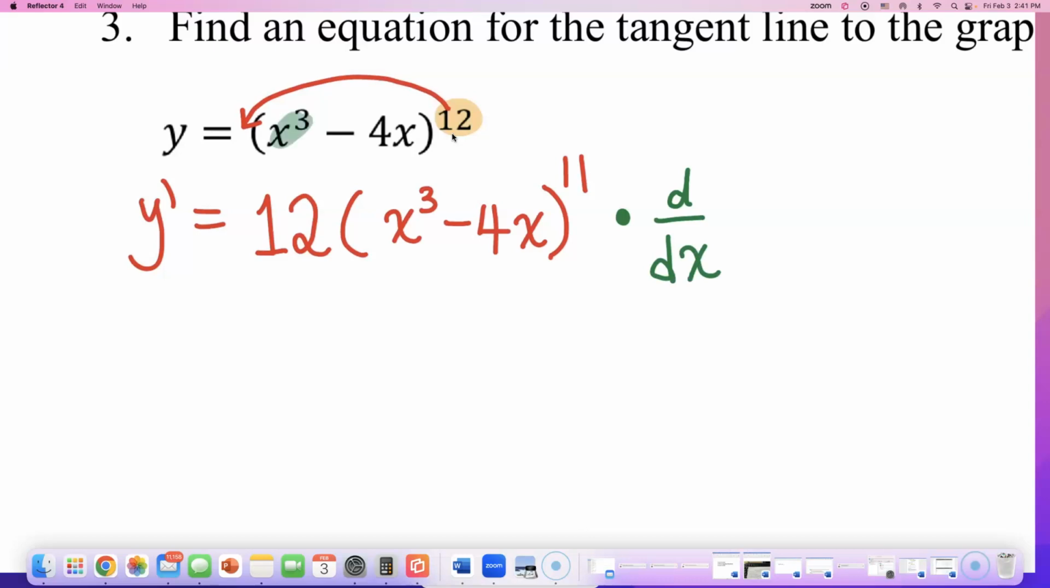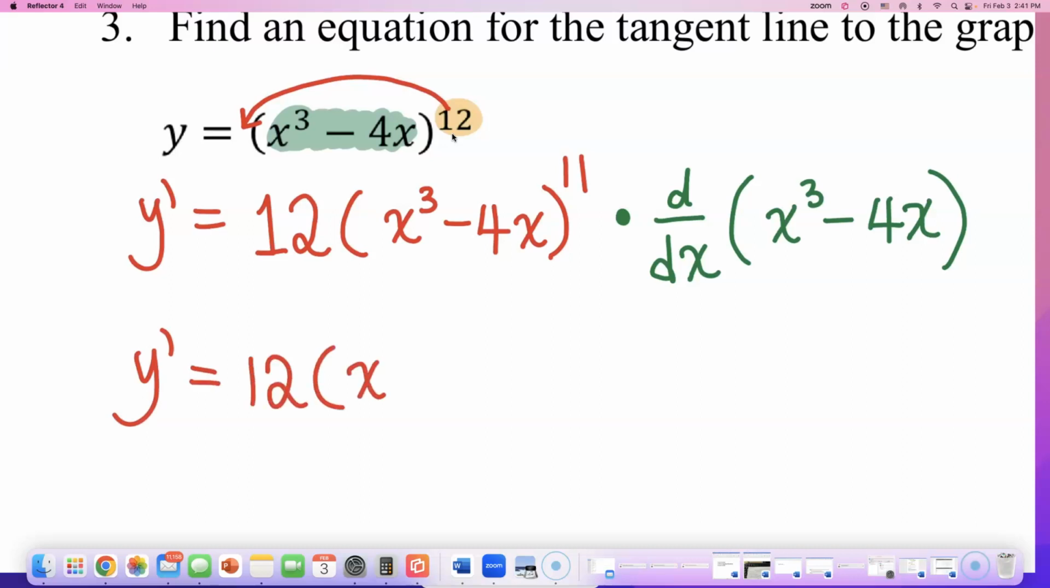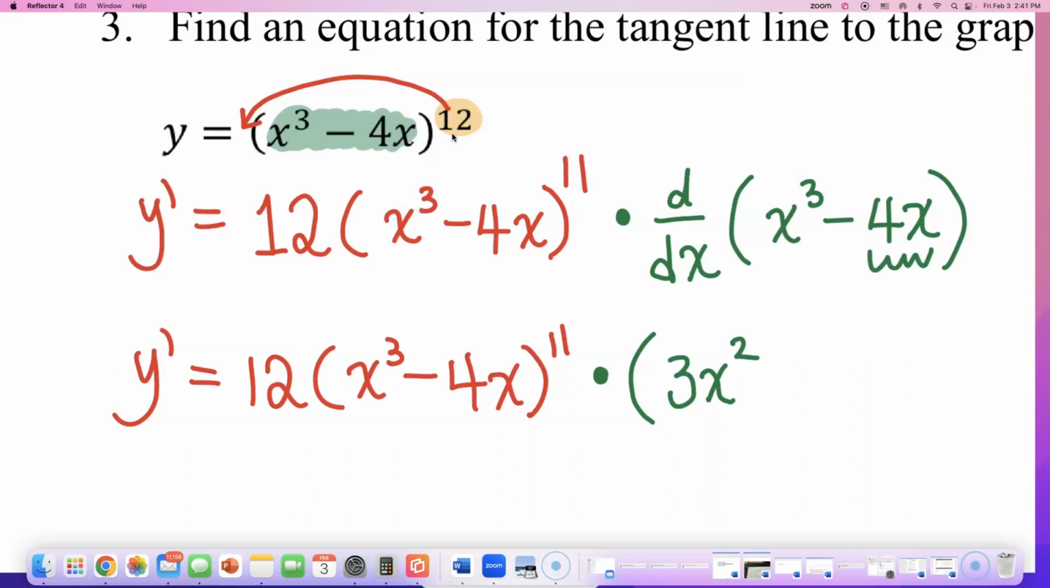The inside is this binomial. I'm writing a notation that I am about to find the derivative of x cubed minus 4x. That's what I wrote in green. When I go to the next line, the red part stays the same; it isn't changing. I'll just write it down myself. So y prime equals 12 times (x cubed minus 4x) to the 11th. Nothing changed, right? But now I multiply this by the derivative of x cubed minus 4x. X cubed gives us 3x squared using the power rule, and the derivative of negative 4x is minus 4. So we found the derivative.